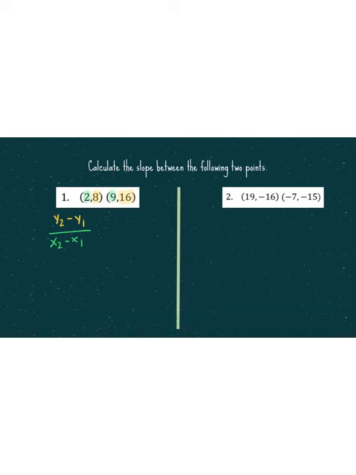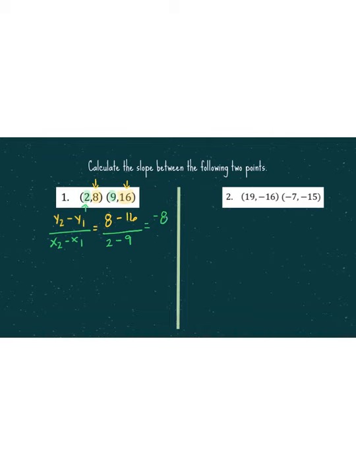Okay, then I'm going to go back to my y value. My first y is an 8. So I'm going to say 8, and the formula says y2 minus y1. So my first y that I'm looking at is an 8, minus my second y, so minus 16. And I'm going to put that over my x values. So my x value is 2 minus 9.